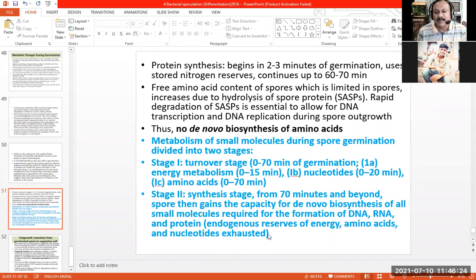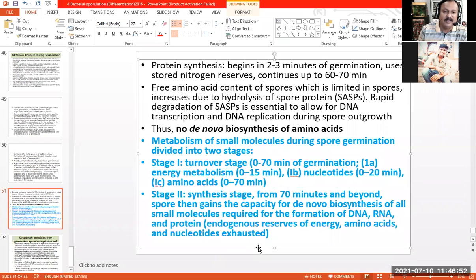And the other important thing is that whatever the endogenous reserves of energy, amino acids, proteins, and nucleotides were already there, these reserves are getting exhausted. And therefore the spore should now have the ability to make its own biomolecules. So that particular stage starts from 70 minutes onwards, until the spore is converted into the vegetative cell.